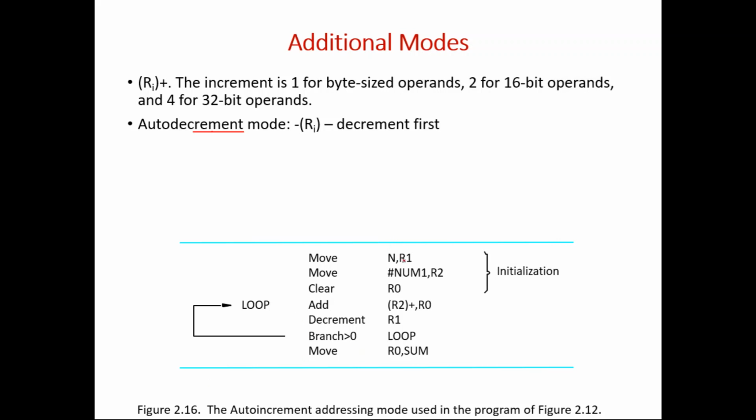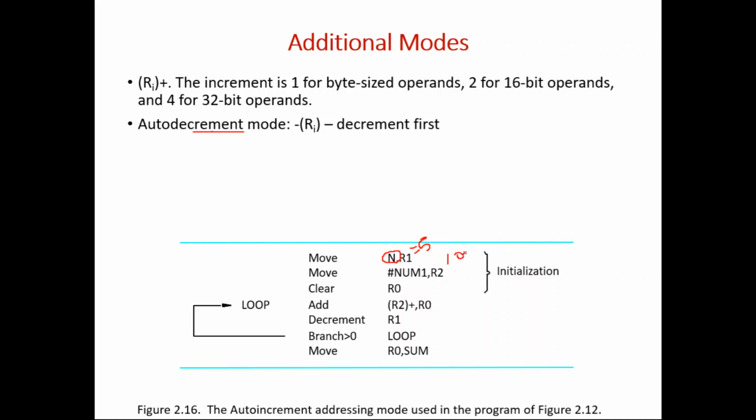I think it is again the same sum of adding n numbers. So let us see. Move n comma R1. n is some constant: how many numbers you want to add? Let us assume n is 5. So 5 is moved to R1. Move hash num1 comma R2. Hash num1 contains a starting address, which is moved to R2.